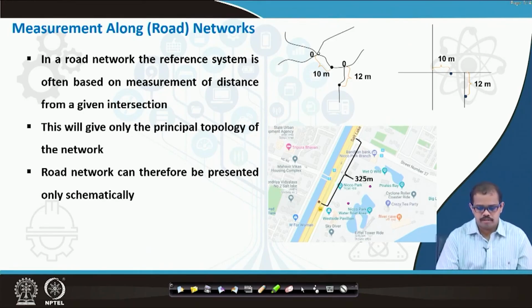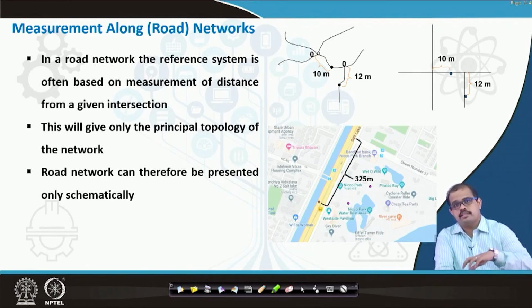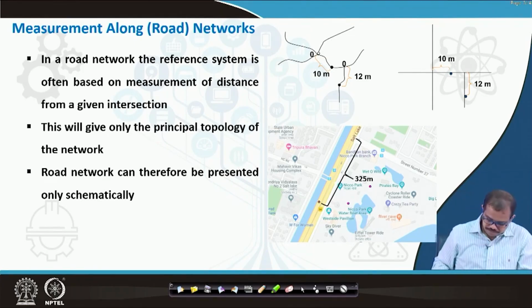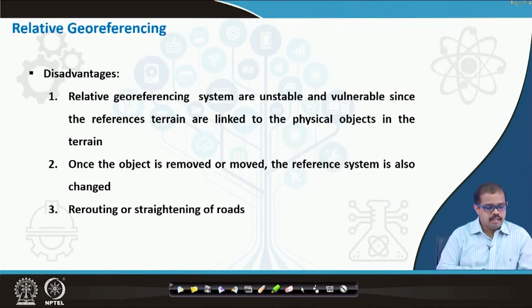One example is shown on the right hand side, which represents one of the very prominent regions in Kolkata. The third point: when we look at relative georeferencing, there are a huge number of disadvantages.